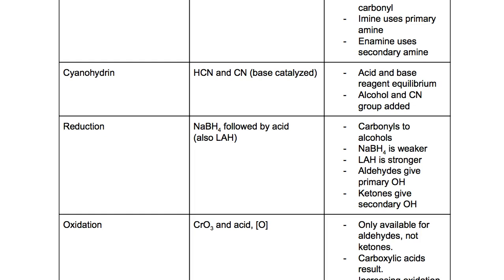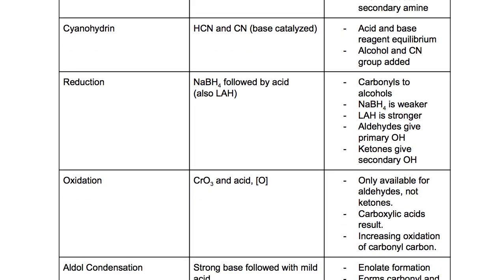turned into alcohols. Now, the NaBH4, the sodium borohydride, is a weaker reagent, so it can reduce aldehydes and ketones just fine. However, you are not going to be able to reduce some of the other ones we just mentioned. The LAH, the lithium aluminum hydride, is a much stronger reducing agent, and it can still be used for aldehydes and ketones. However, it tends to be reserved for some of the more highly oxidized species, such as carboxylic acids and esters. Aldehydes are going to give primary alcohols when you reduce them. Ketones are going to give secondary alcohols when you reduce them.